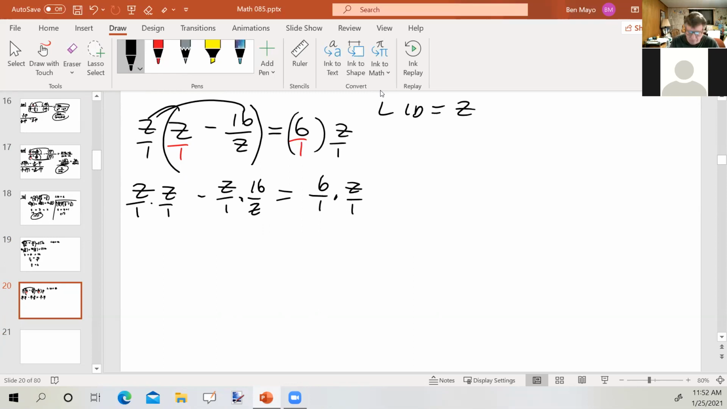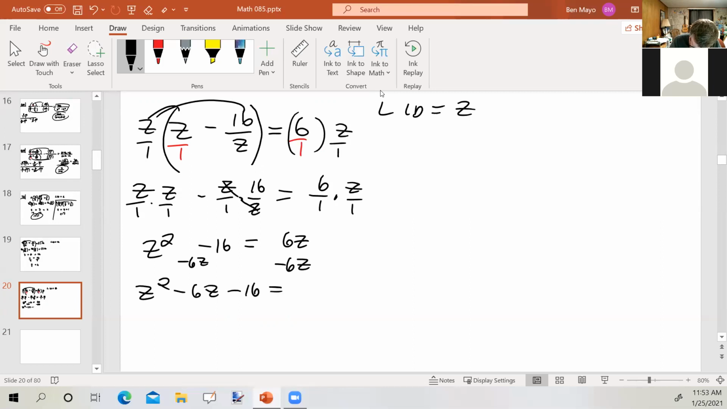Going through and simplifying each product, we get z squared minus 16 equals 6z. I have a second degree equation. So I'm going to put it in standard form. I'm going to set it equal to 0, subtract 6z from both sides. Z squared minus 6z minus 16 equals 0.